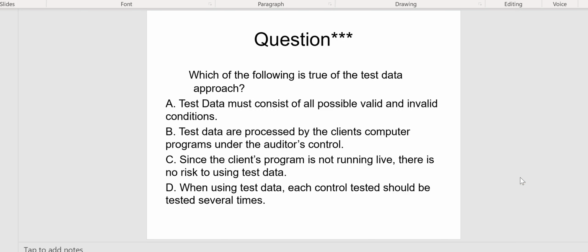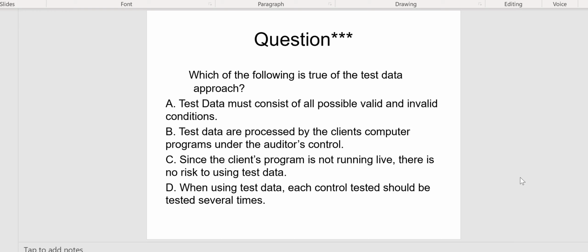All right, let's try this. Which of the following is true of the test data approach? A, test data must consist of all possible valid and invalid conditions. Well, we know that's not true, although that does relate to test data, where you test one valid and one invalid condition. B, test data are processed by the client's computer programs under the auditor's control. Yes, that sounds like test data.